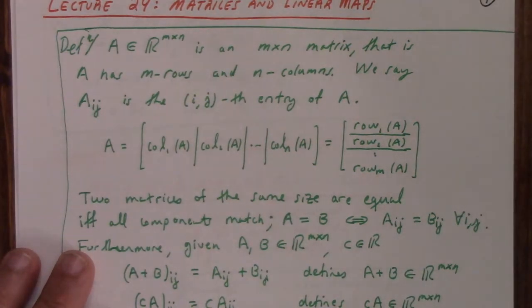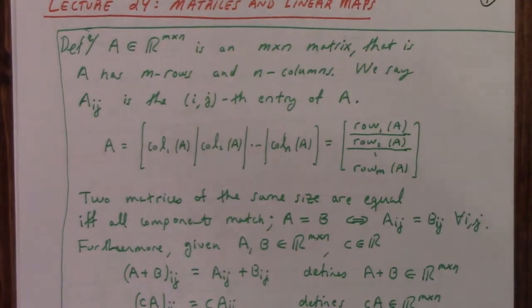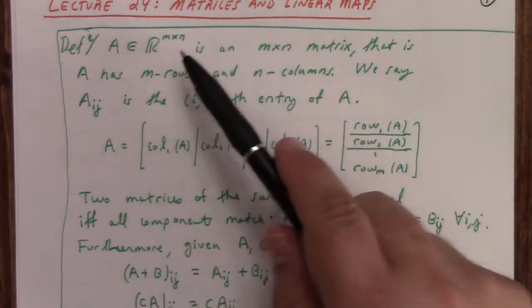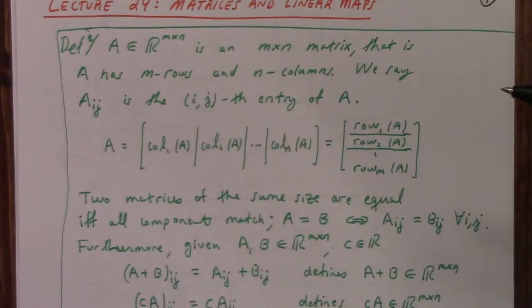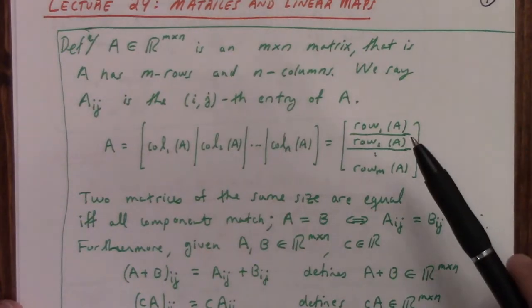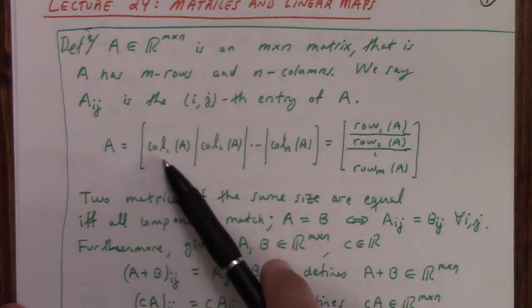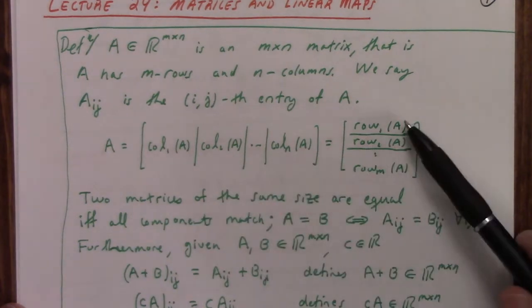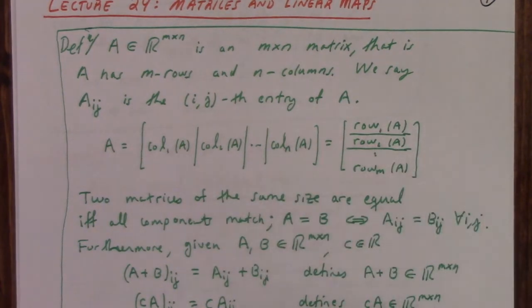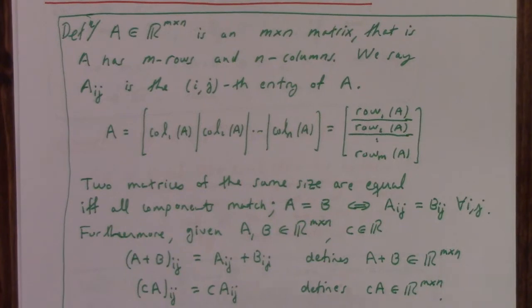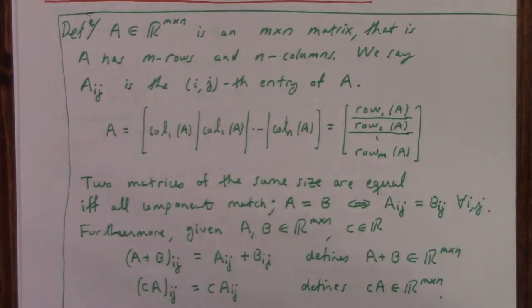Other people use something like MAT of m comma n, I don't know, but you'll find different notations for the set of matrices in different places. This is just the notation I'm fond of. Anyway, we can either write A as a bunch of columns glued together or as a bunch of rows stacked. There are other things you could do, I suppose, but those are the ones I usually think about.